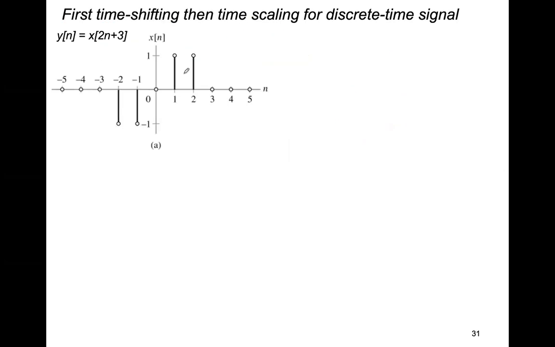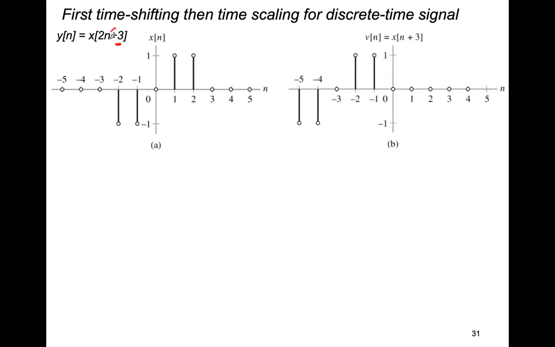Okay, so let us do the similar thing for the discrete time signals. If I have x of n like that, 1 volt at sample 1 and 2, and minus 1 volts at sample minus 1 and minus 2. Okay, so what should I do first? I should first shift my signal to the left. Because it is plus 3, this means shift to the left. Shift to the left means advancing, not delaying but advancing. Keep something earlier, make something earlier. Okay, first we do something like that.